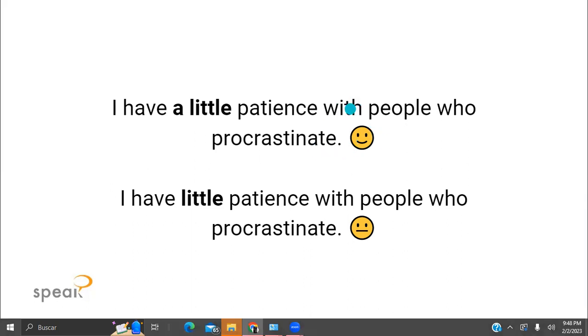So as you can see, we have an emoji here. So this is telling me that this sentence is positive and this one is something negative. So teacher, so what's the difference? I have little. No es lo mismo decir, hey, yo tengo poca paciencia con la gente que procrastinea mucho. Eso es algo serio. Pero ¿qué pasa si yo digo, hey, saben que yo tengo un poco de paciencia con la gente que procrastinea? Entonces, the first one is implying something positive, something that isn't bad, okay? Hey, I have a little patience, okay? But I have little and not enough. Tengo poca paciencia, pero no la suficiente como para tolerar una acción.